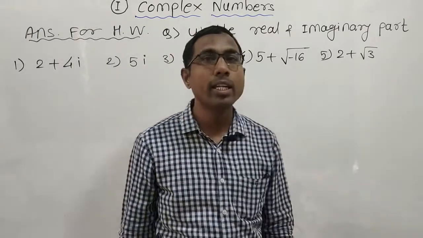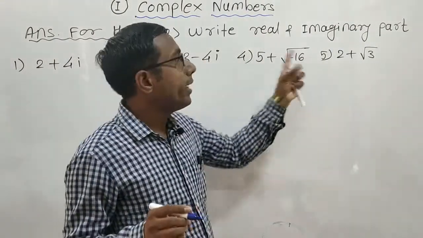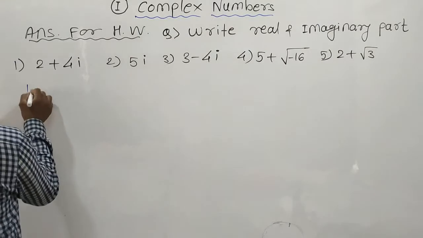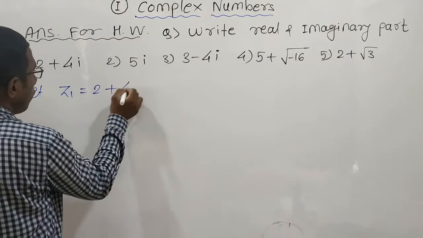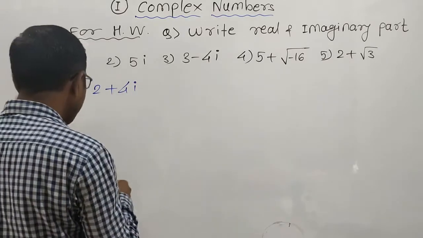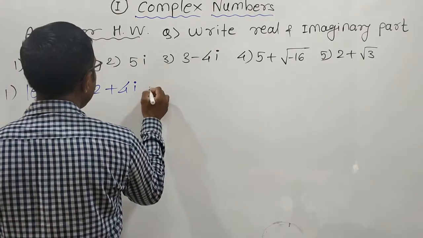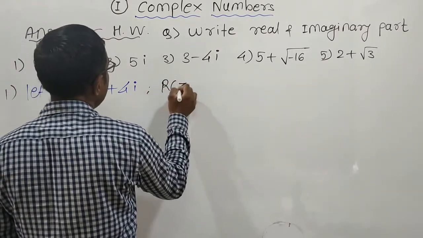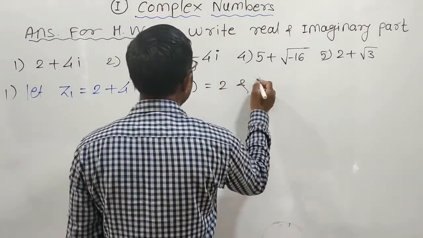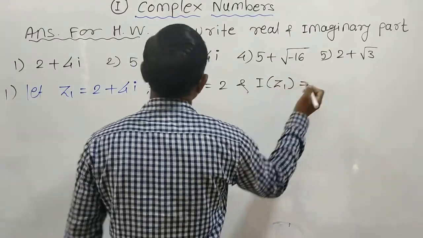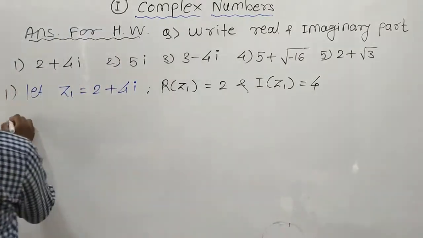I'll denote those complex numbers in sequence by Z1, Z2, Z3, Z4 and Z5. So let Z1 is equal to 2 plus 4i. Then this is the answer for the first one. The real part of Z1, Re of Z1, is 2, and the imaginary part of Z1 is 4. Next, second one.